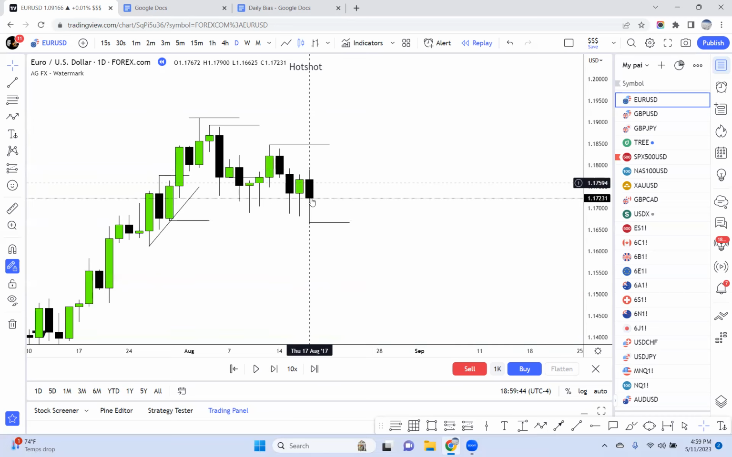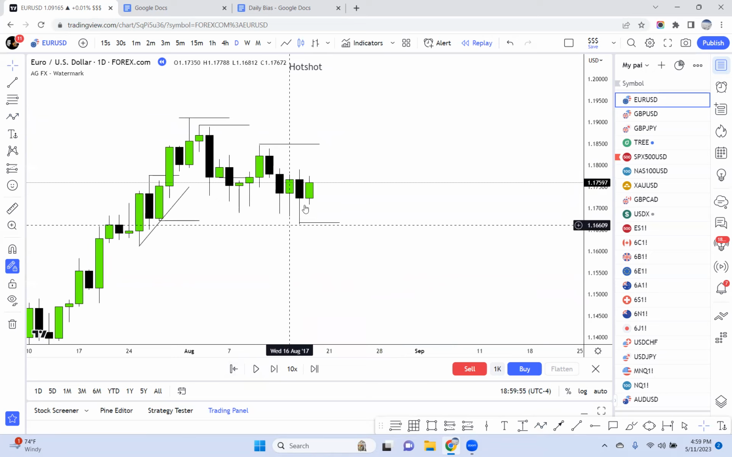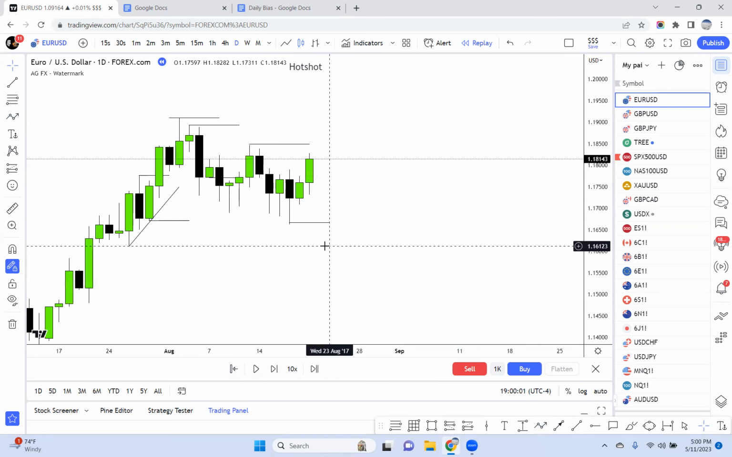Whenever it takes out both sides, ICT says that usually it's clearing liquidity on both sides for a potential expansion move. So potentially it could start expanding up. Created a swing low right there. So potentially we could see it take out this high and this high. And that's what it does.